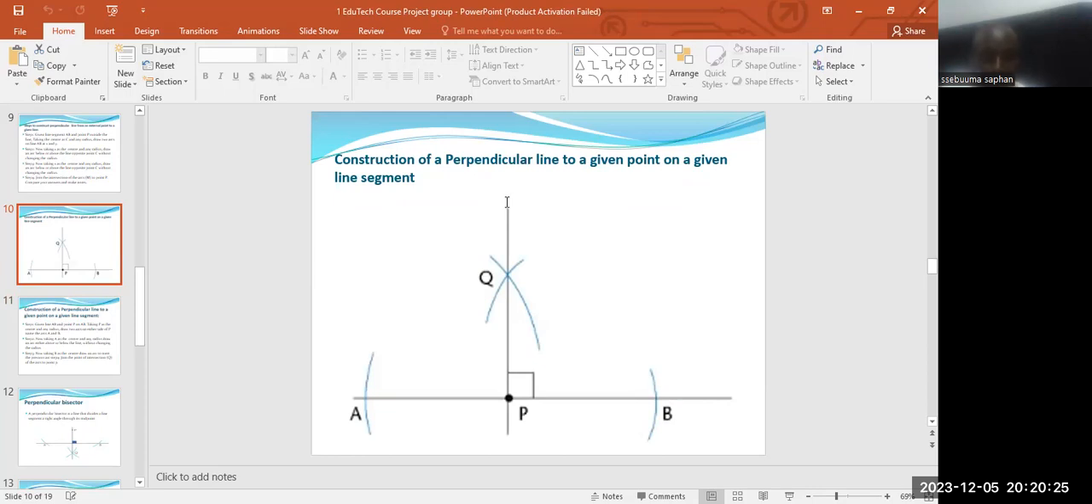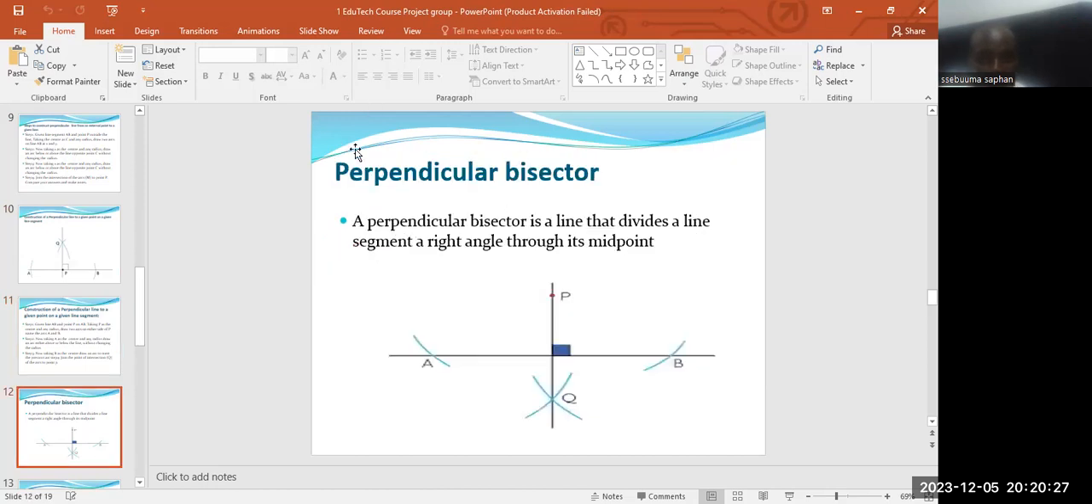So we also have a perpendicular bisector. The perpendicular bisector is a line that divides a line segment at right angle through its midpoint. As you can see, this is a perpendicular bisector PQ, and it is dividing a line segment at equal distance. So the distance from A to the perpendicular bisector, and from the perpendicular bisector to the point B, is the same.